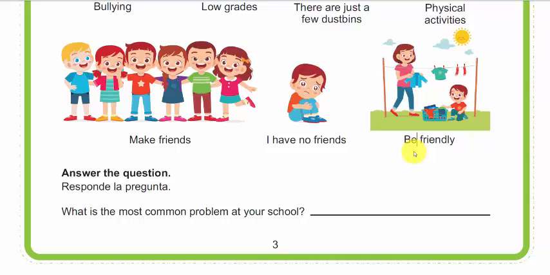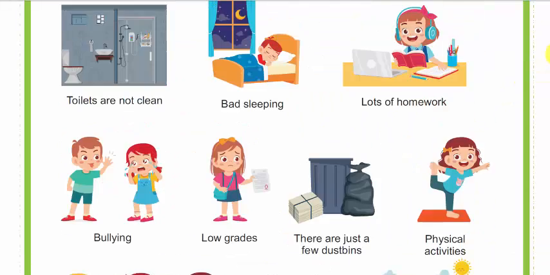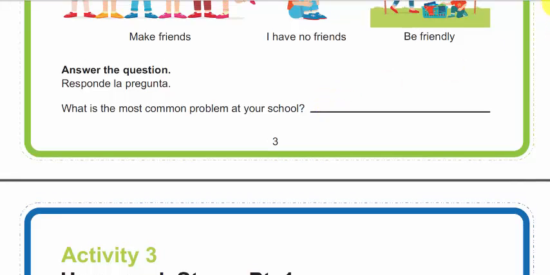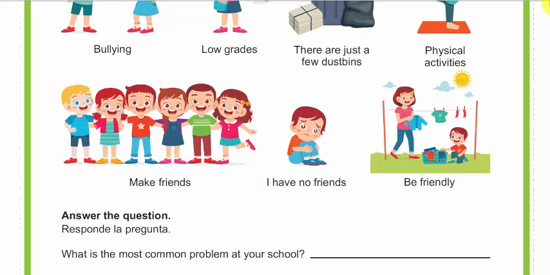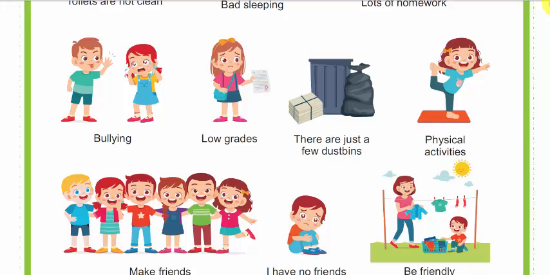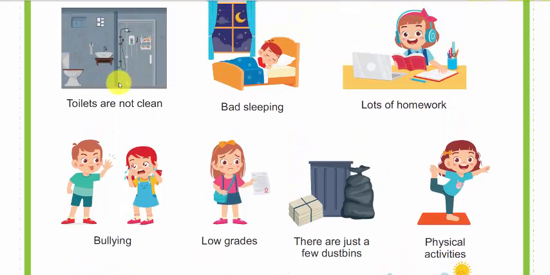común en tu escuela? You are going to choose one of them and you're going to write it in this line. Van a elegir uno de ellos, el que ustedes crean, y lo van a escribir en esa línea. ¿Cuál es el problema más común en su escuela? For evidence of this work, you are going to send me the pronunciation aloud of these phrases.